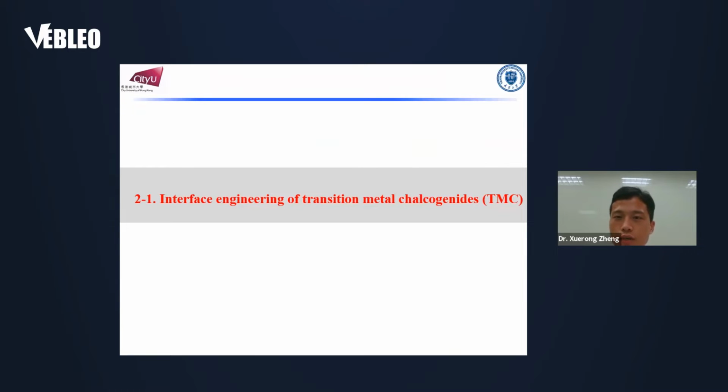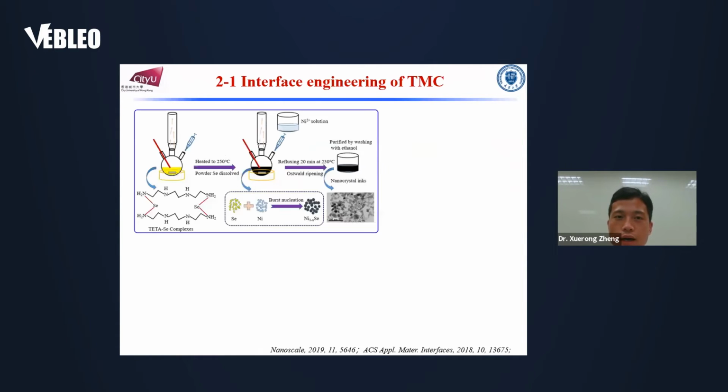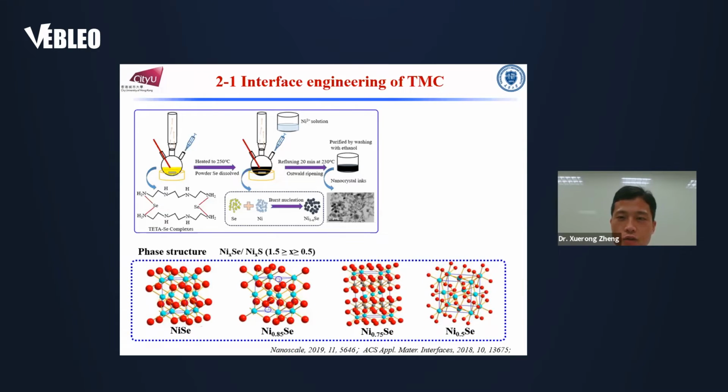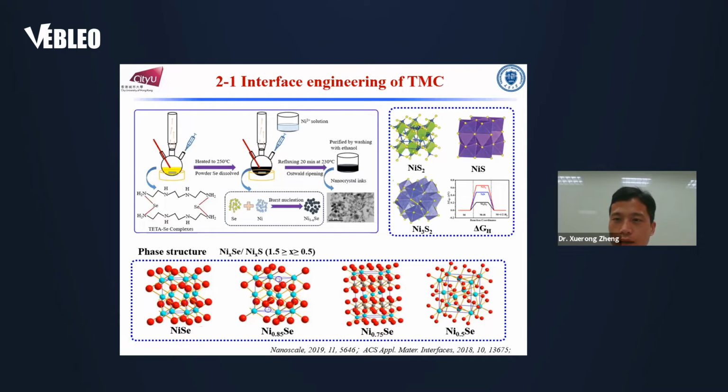The first one is interface engineering of the transition metal chalcogenides. We first use the hot injection method to prepare many kinds of the transition metal chalcogenides, like the nickel selenides and nickel sulfides, and we can tune using this method in a wide range their phase structure and the composition, like the nickel selenides from 0.5 to 1.5, and also the nickel sulfides, and then we can control their electrocatalytic properties like the hydrogen evolution and oxygen evolution.